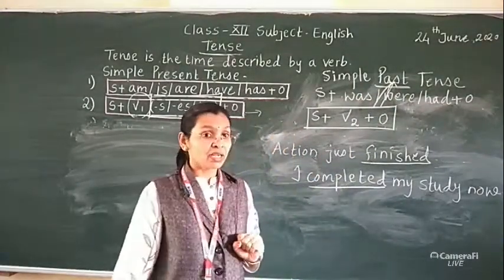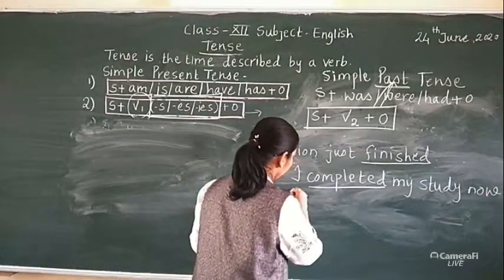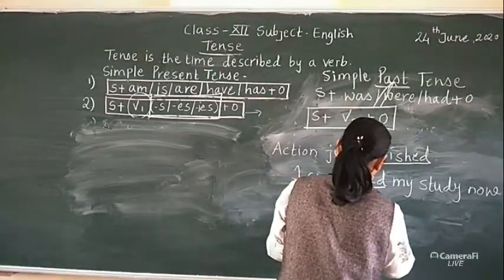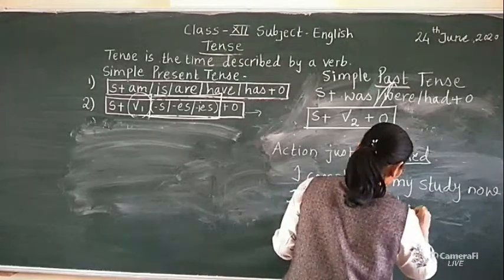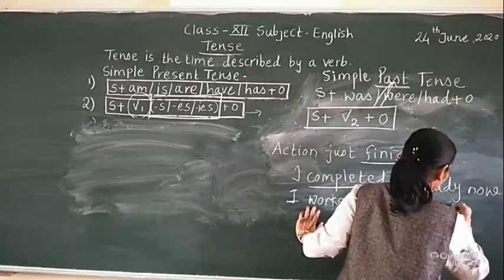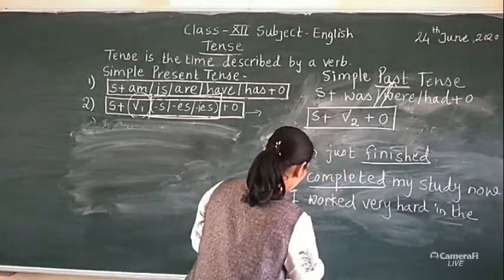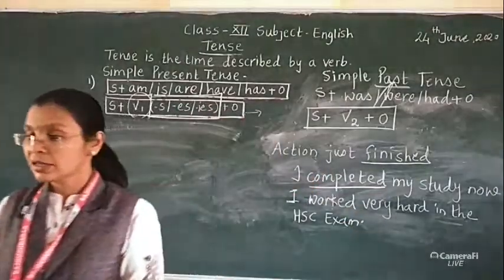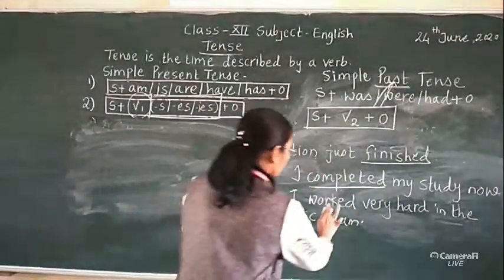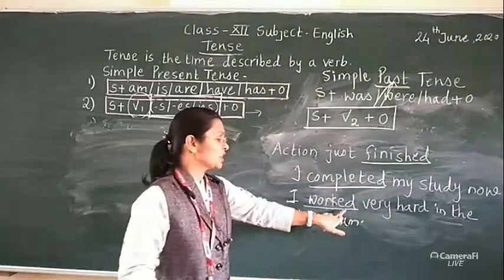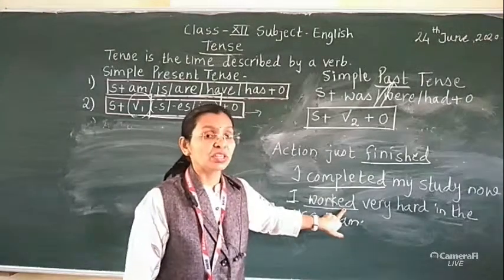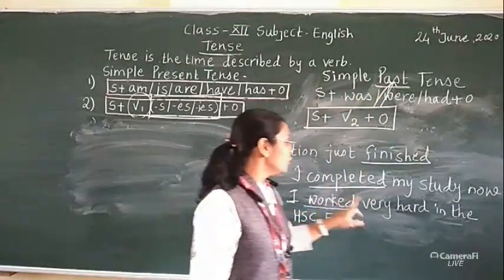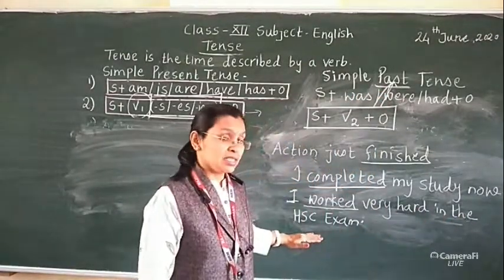Okay. So pay attention here, my student. I worked very hard in the HSC exam. What is my sentence here? I worked very hard. So here worked. What I am using here? Here I am using V2. That means past form of the verb, and it shows the past tense. Okay. I worked very hard in the HSC exam.